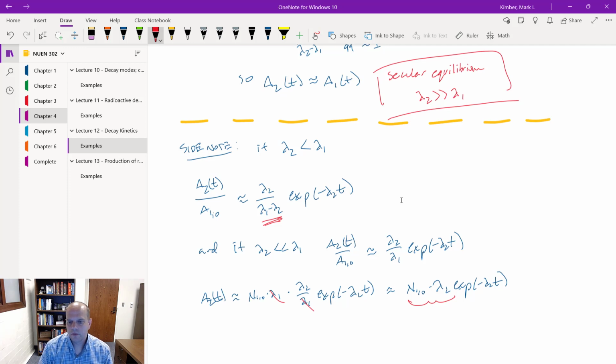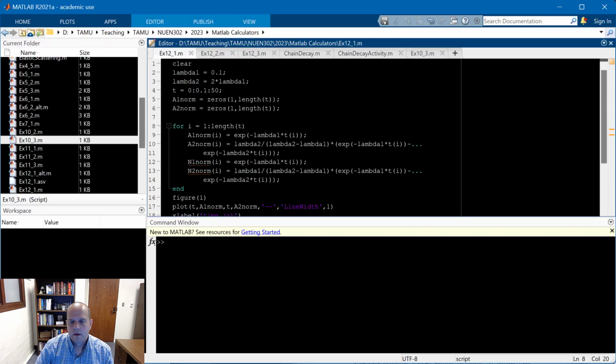So let's go to MATLAB here. We'll start with this expression given in the problem statement. We have lambda 1 is 0.1. We have lambda 2 equal to 2 times that. This time vector will just go arbitrarily for now to 50 seconds.